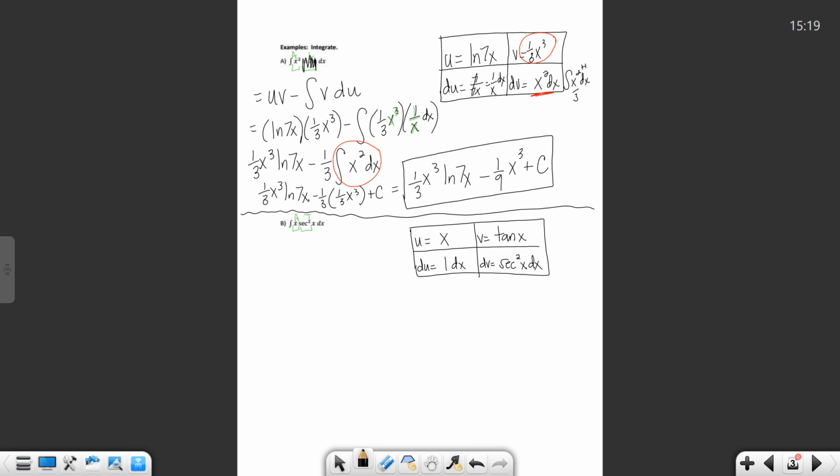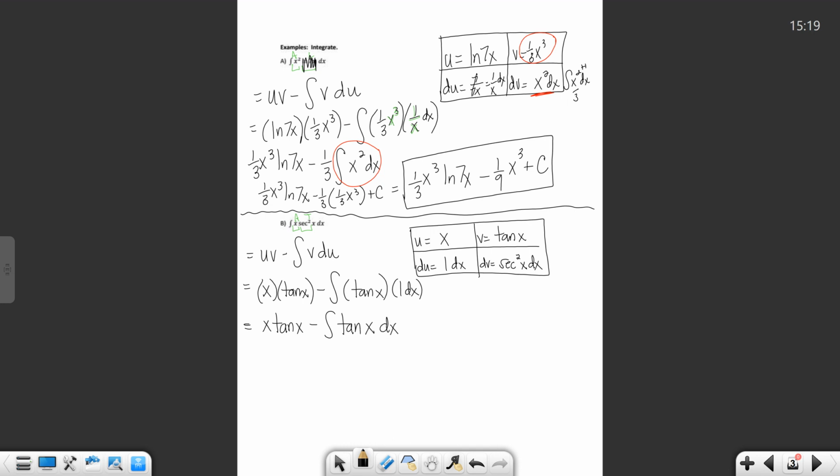Okay, so not bad, and so you're going to have this memorized. This is equal to uv minus the integral of v du. So let's plug in. So it's uv minus the integral of v du. So nothing I can do here. I'm just going to write x times tangent x, minus the integral of tangent x dx.